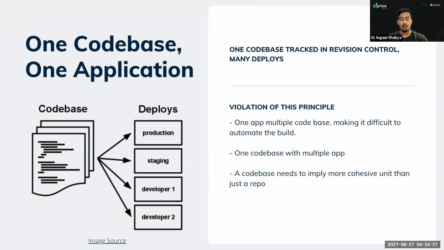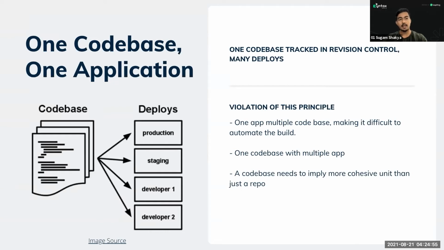How we can violate this principle and how it makes our life difficult is that we can have one app in multiple code bases. In such scenarios, in order to deploy that app, we'll have to pull in different pieces of the code from different repositories, and it would be hard for us to automate building the artifact and then deploying it to different environments, right?